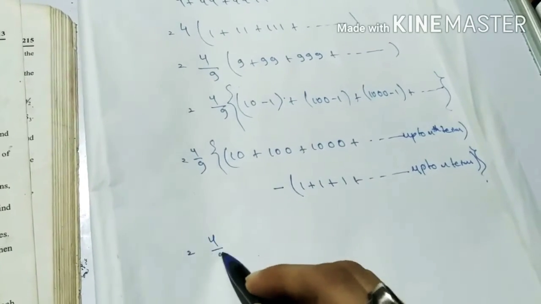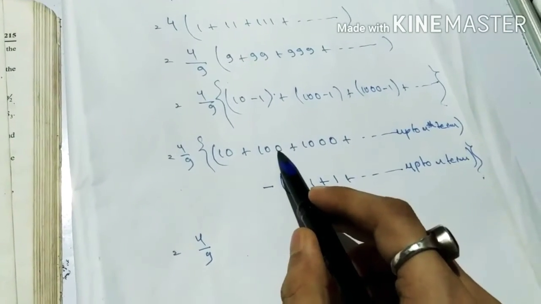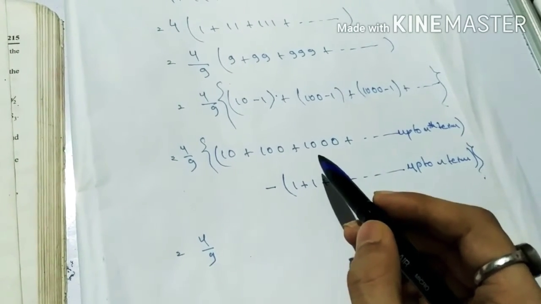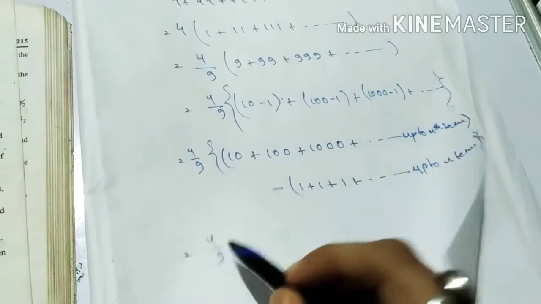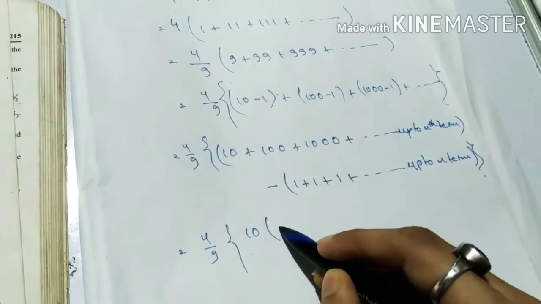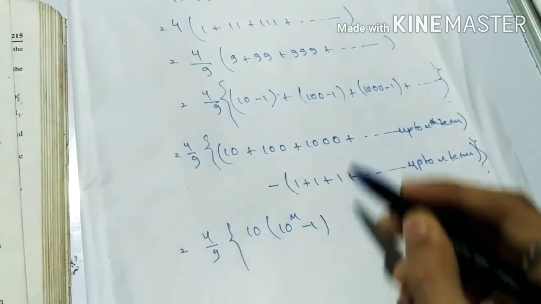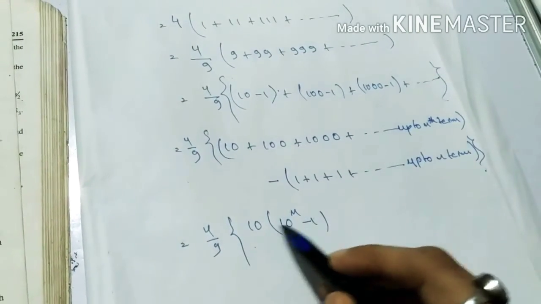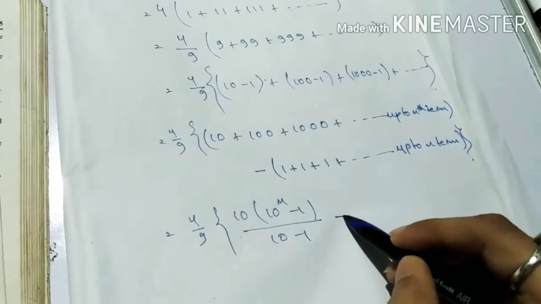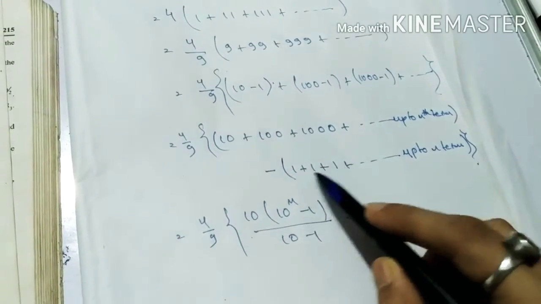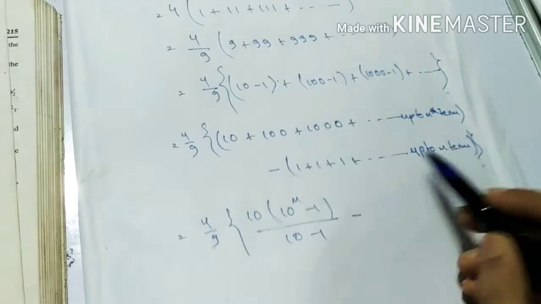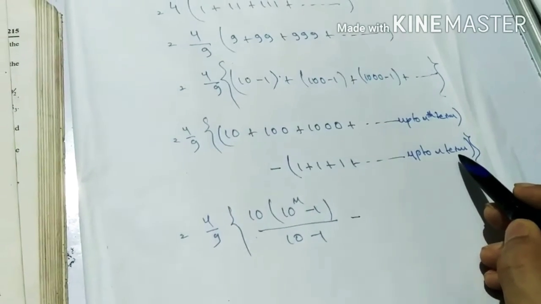So this is 4 by 9. The common ratio is 100 by 10, which equals 10, which is greater than 1. So I can use this formula: 10 into 10 to the power n minus 1, since I am adding up to nth term, by 10 minus 1. Then minus, 1 plus 1 plus 1, like that up to n terms.